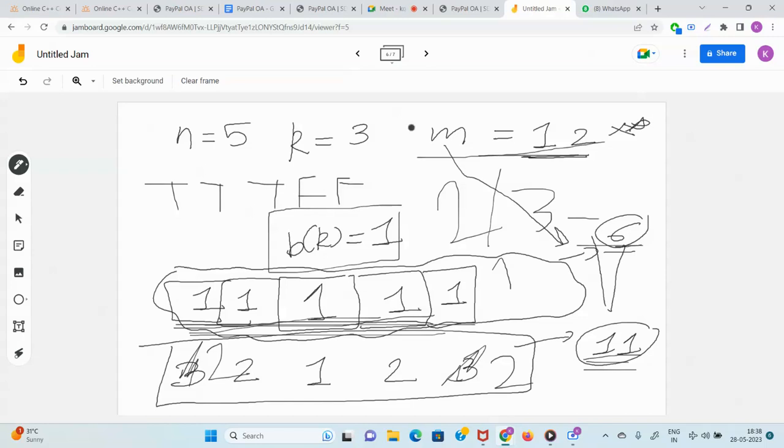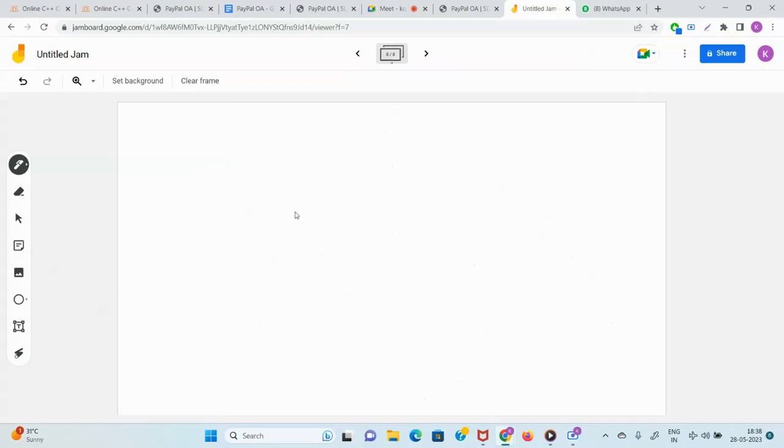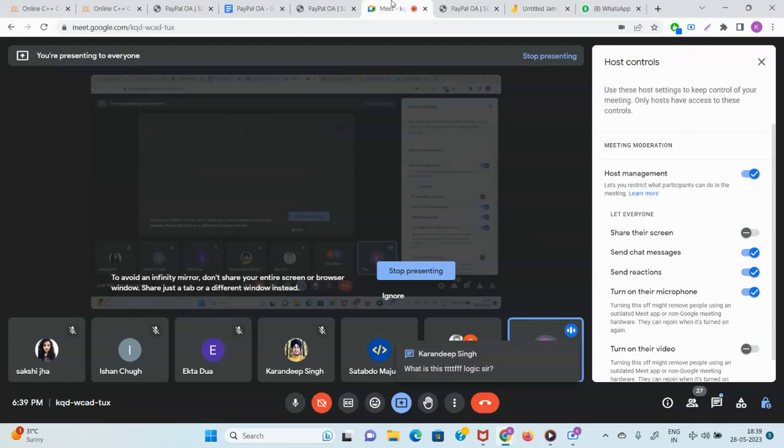Because we were saying that first t values would come, then f would come. But in this case, if you see properly, initially some f's are going to come, then t will come in between. This is the hardest version of binary search. I hope it's clear to you now. I will explain this in detail. I will explain, Karandeep, don't worry. You can go back on mute, Satabdo.